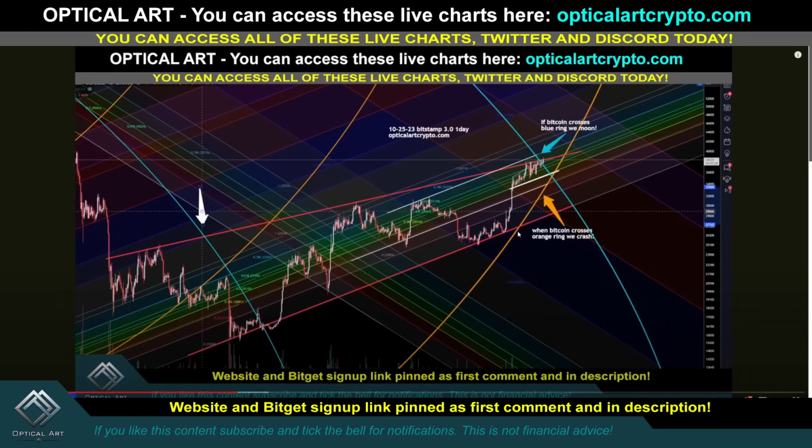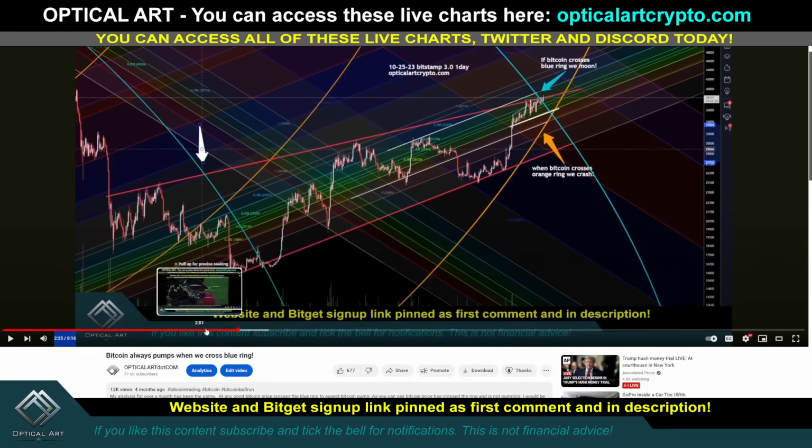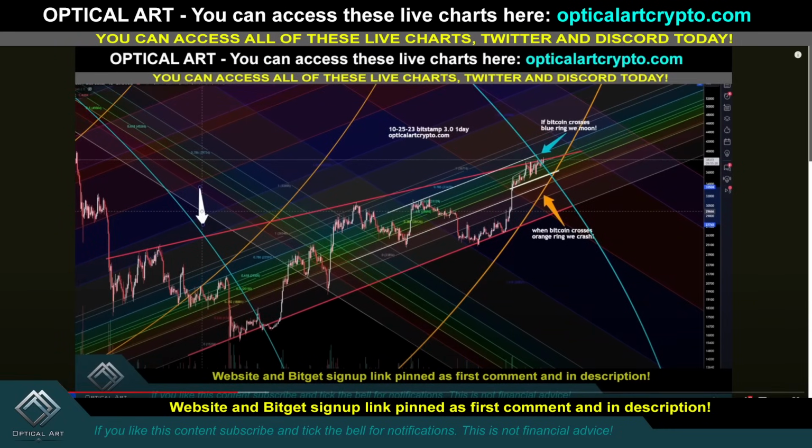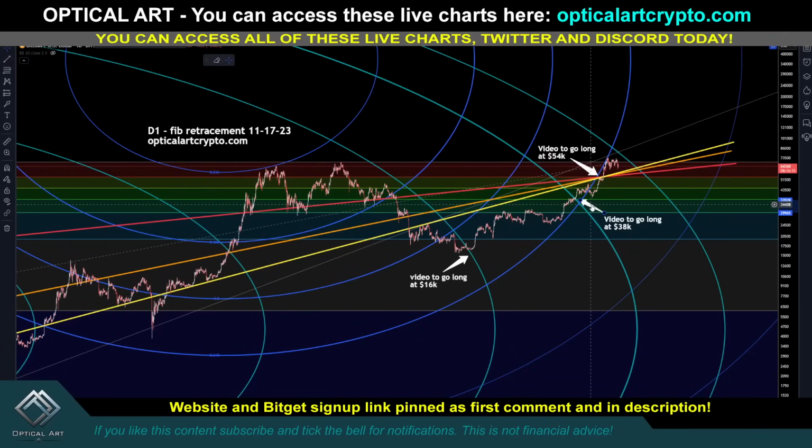See this blue ring? We were just moving up, so it said this could be a point to short, but when Bitcoin crosses the blue ring, we moon. Again, we never cross a blue ring without getting a pump. I'll link this video now if you want to check it out. And you can see that is right here. We crossed this blue ring and got a pump. So we know for a fact, if we cross this blue ring, we are going to go parabolic. That being said, if we break below a certain point, well, we know we're going much lower.